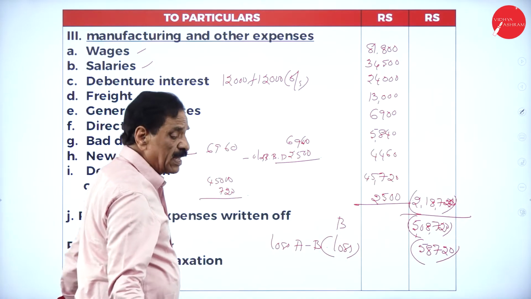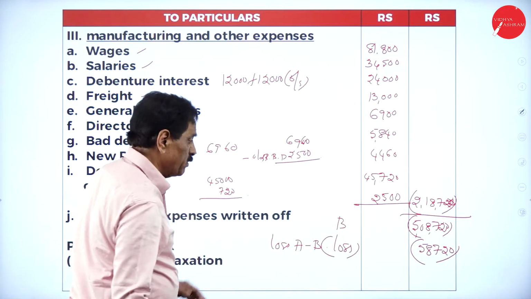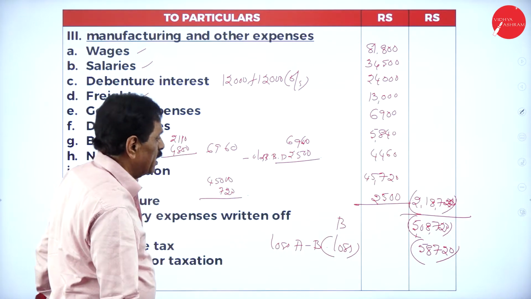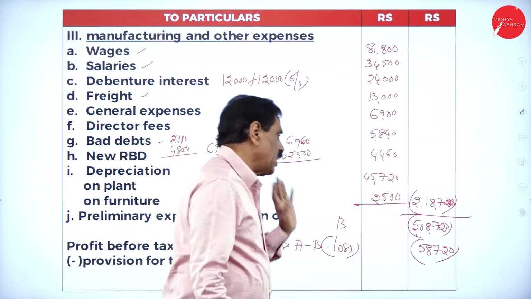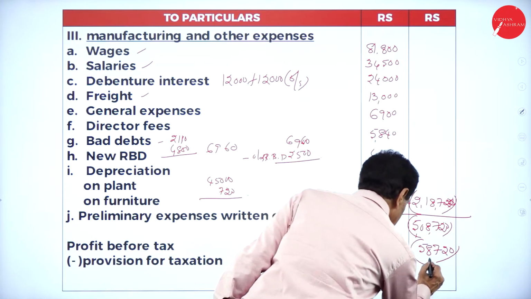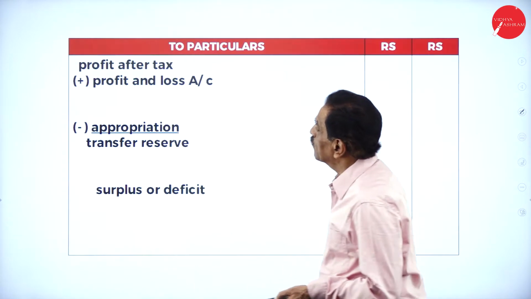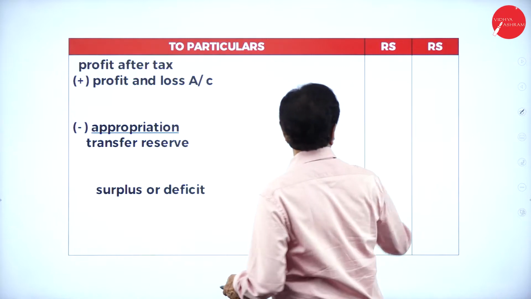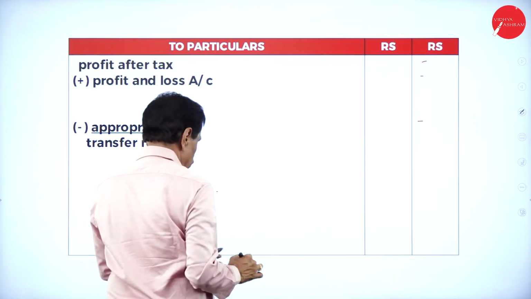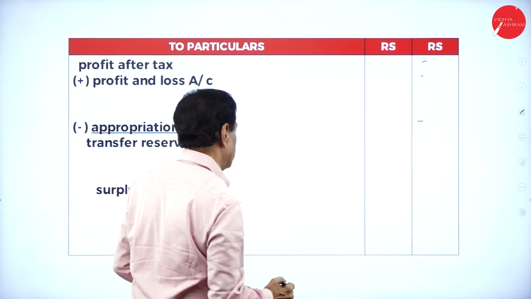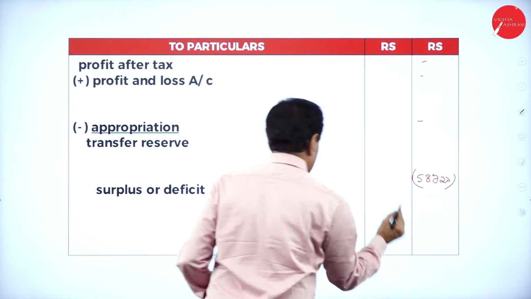So when there is a loss, we cannot transfer. When there is a loss, we cannot transfer to the reserve because there is a loss. So generally what we'll do now, when you go to reserve and surplus, we can make it. So here 58,720 is the loss. We'll go with the balance sheet now. Profit before after tax, leave it off. Appropriation, leave it off. Deficit you have got. You can say 58,720 loss.